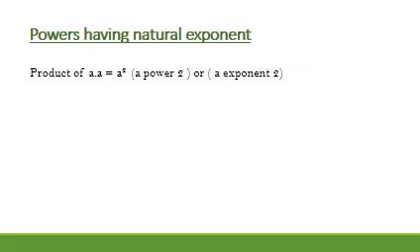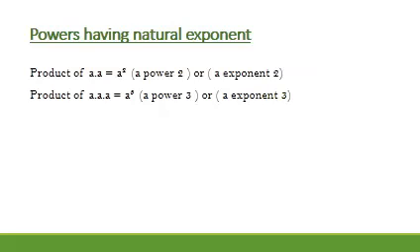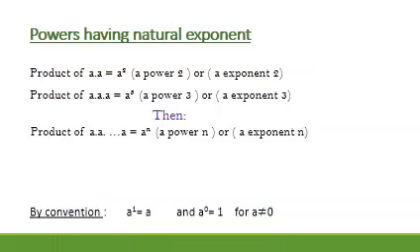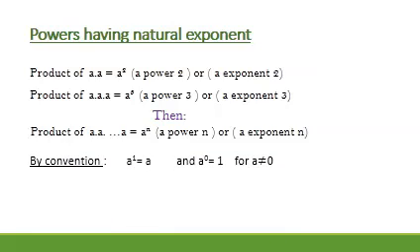Powers having natural exponents. The product of a times a is a to the power 2, or a exponent 2. The product of a times a times a is a to the power 3. Then the product of n number of a's is a to the power of n. By convention, a to the power 1 is a, and a to the power 0 is 1. And a to the power minus n is 1 over a to the power n.